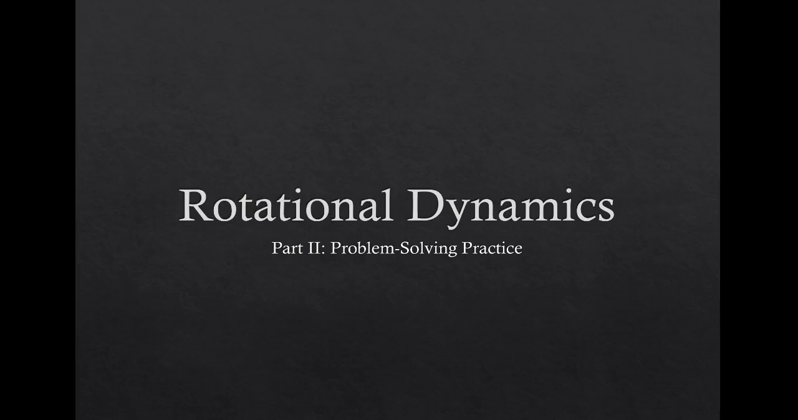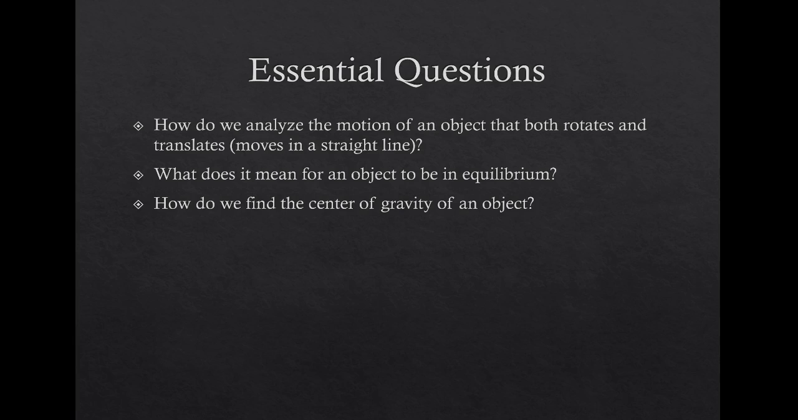Okay, welcome back everyone. In this session, we're just going to do some practice applying what we learned last time. So we're going to be looking at how to use Fnet equals ma and torque net equals I alpha to apply that to systems. So our essential questions are, how do we analyze the motion of an object that rotates and translates? And then we'll also talk a little bit about the concept of equilibrium.